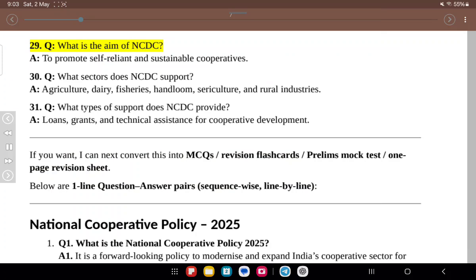29. Q. What is the aim of NCDC? A. To promote self-reliant and sustainable cooperatives. 30. Q. What sectors does NCDC support? A. Agriculture, dairy, fisheries, handloom, sericulture, and rural industries. 31. Q. What types of support does NCDC provide? A. Loans, grants, and technical assistance for cooperative development.